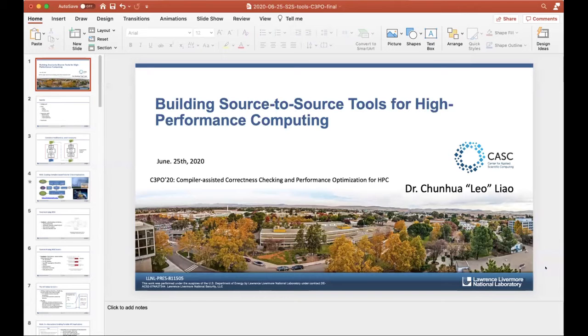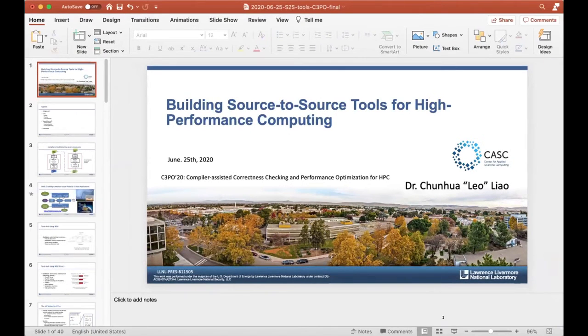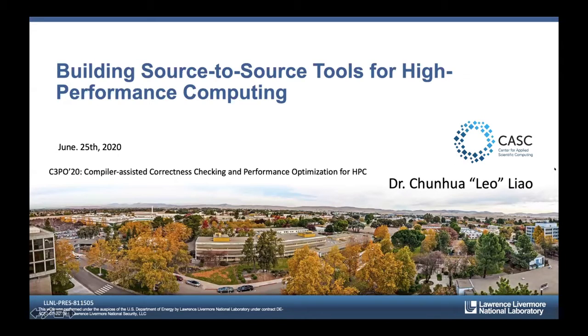Keynote, we are very pleased to welcome Dr. Chunhua Liao. He is a senior computer scientist in the Center for Applied Scientific Computing at Lawrence Livermore National Laboratory. His research focus has been compiler techniques for correctness, performance, and productivity of high-performance computing. He is the lead author of the ROSE compiler's AST translation API, OpenMP implementations targeting CPUs and GPUs, and a range of source-to-source tools. So I will leave the room to Dr. Liao for his keynote presentation.